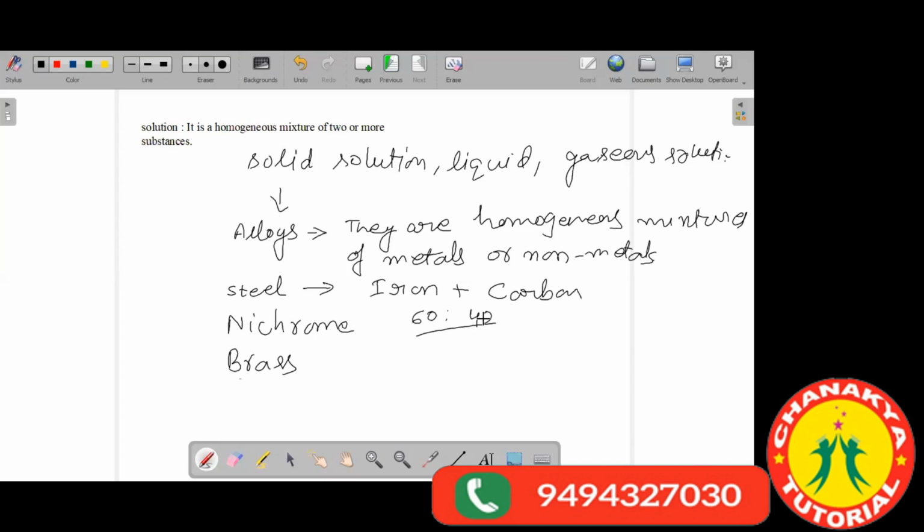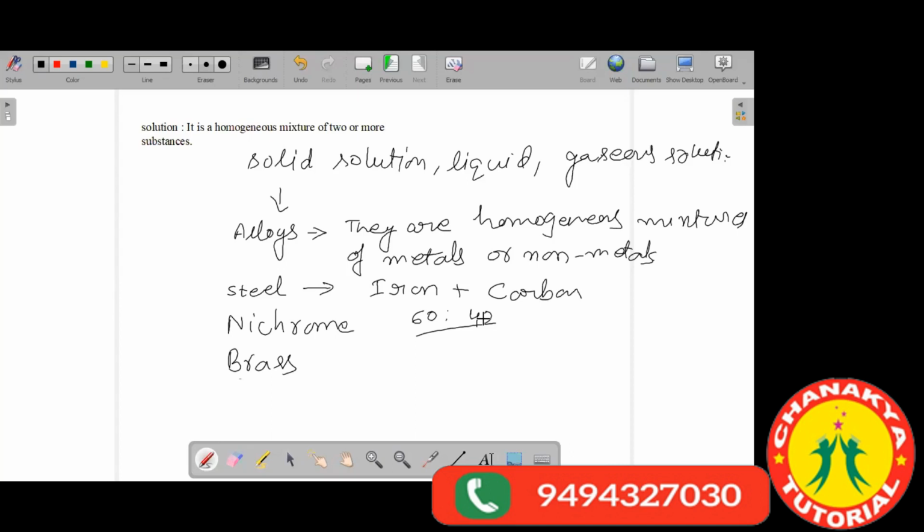Also, the constituent particles do not lose their properties. So we call these substances alloys, and they are mixtures. Similarly, nichrome is an alloy of nickel, chromium, and manganese. So that is nichrome. Brass is also an alloy. All these are alloys and they are all homogeneous mixtures of metals and non-metals.